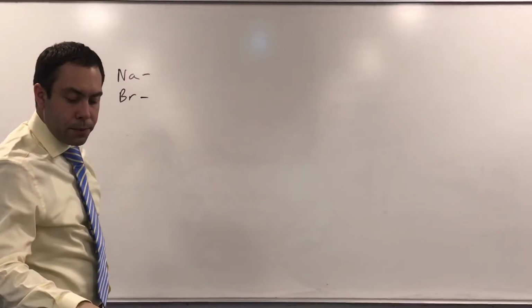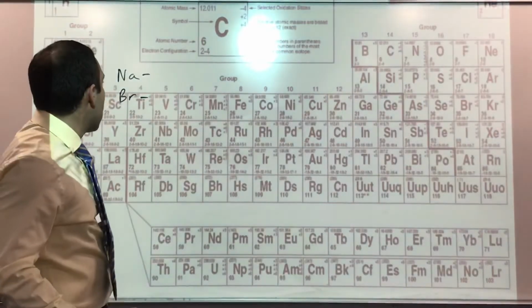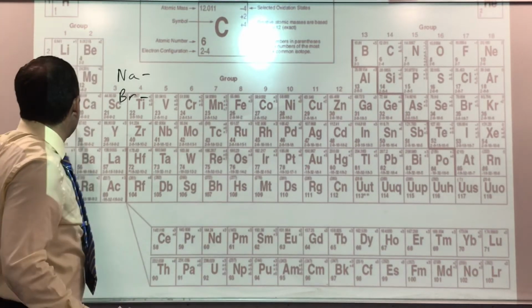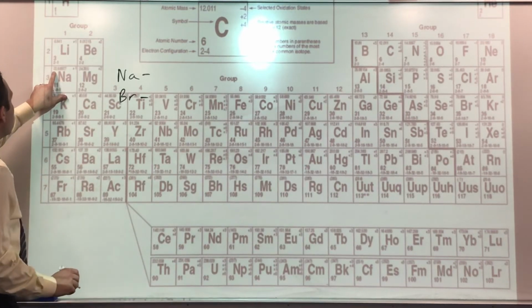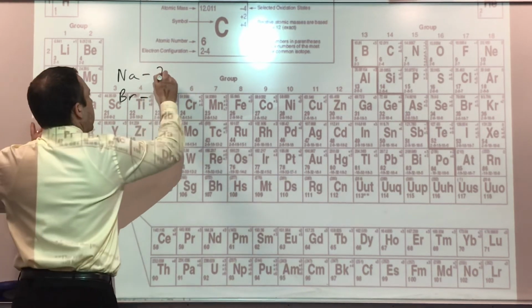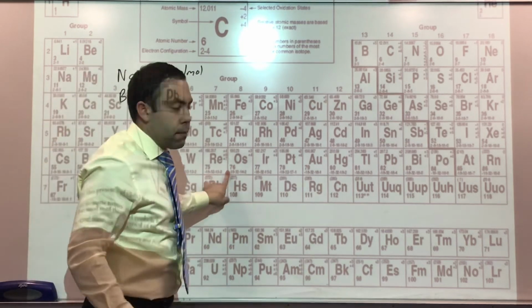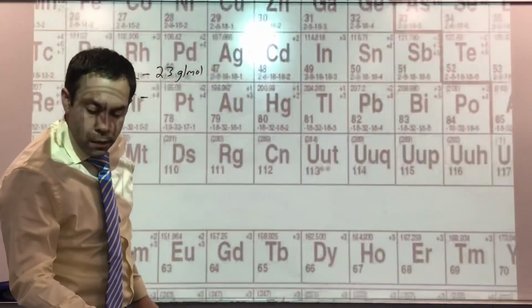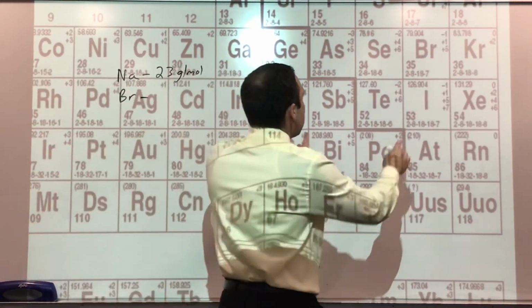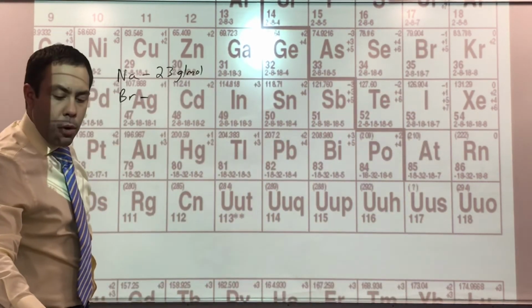Step 2, we're going to look at the masses of each of these elements on the periodic table. Sodium is 22.98977, round to the nearest whole number. It is 23 grams per mole. And bromine, over here, 79.904, that rounds to 80 grams per mole.